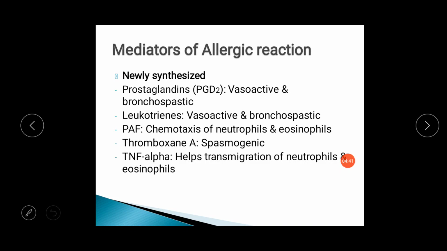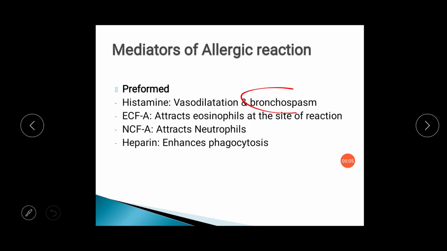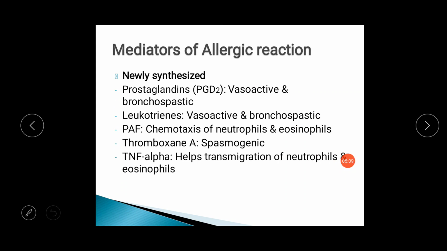Newly synthesized mediators are prostaglandin, leukotriene, PAF, thromboxane A and tumor necrosis factor alpha. Prostaglandins are usually vasoactive and bronchospastic. So this patient can also develop allergic bronchitis and allergic asthma, because this mediator will also cause bronchospasm. So the patient can have difficulty in breathing due to the allergic reaction. That will be known as allergic bronchitis or allergic asthma.